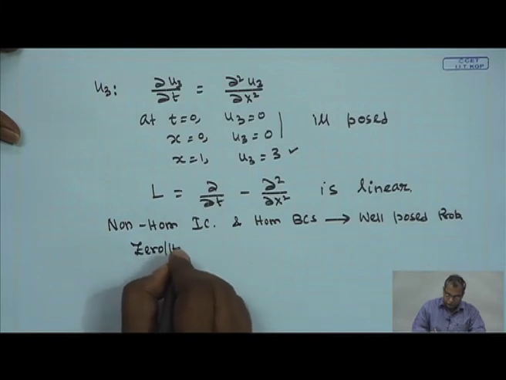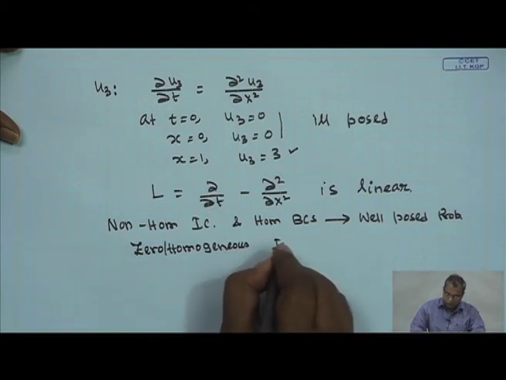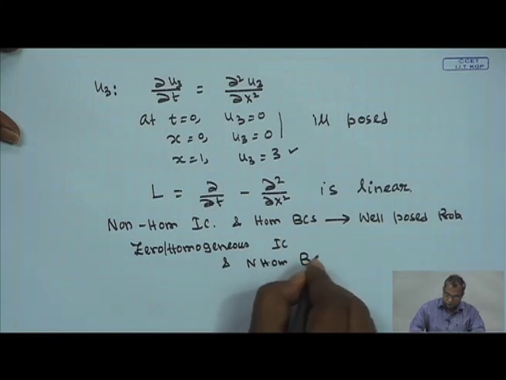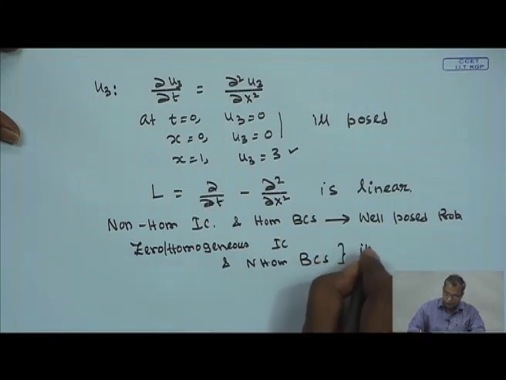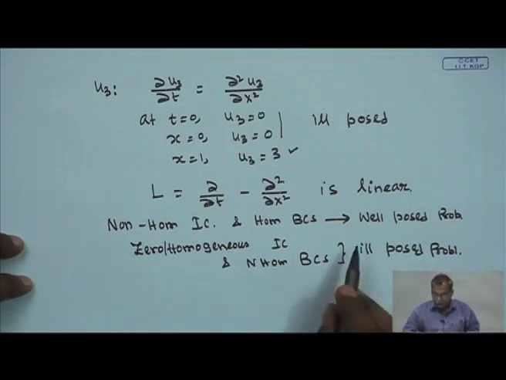And a zero or homogeneous initial condition with non-homogeneous boundary conditions is known as an ill-posed problem. Okay, why are they called that? In the case of a well-posed problem, we can directly apply a separation of variables type of solution, as will be seen later in our course. In the case of an ill-posed problem, we cannot do that, because the final constant that has to be evaluated in the separation of variables will become 0.